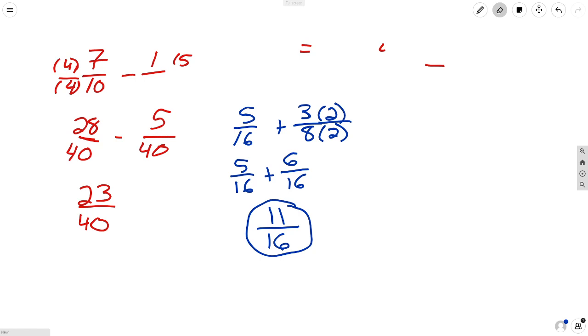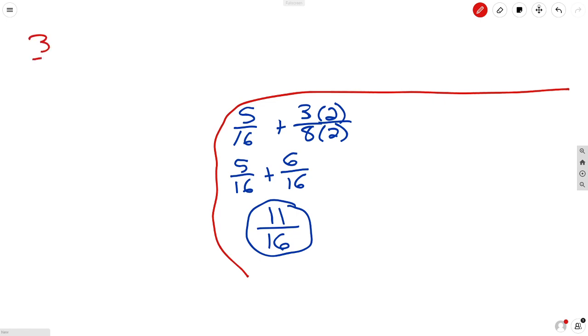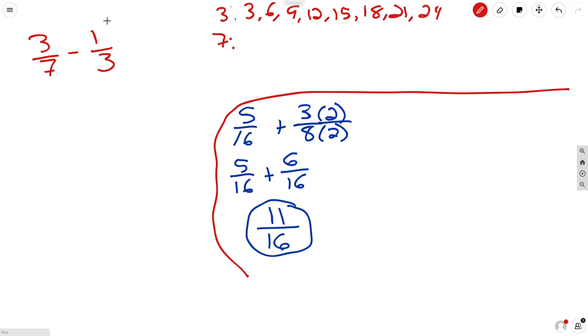Let's look at another example here. Alright, let's say we have 3/7 minus 1/3. Now you can list the multiples out. Multiples of 3: 3, 6, 9, 12, 15, 18, 21, 24. Multiples of 7: 7, 14, 21. Alright, we have a number that's the same, 21.